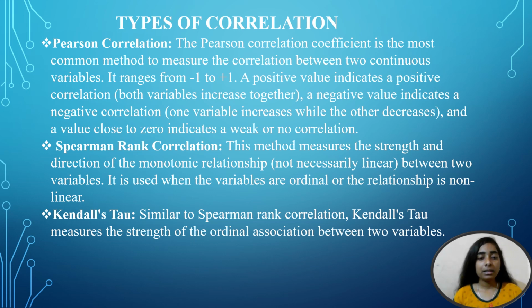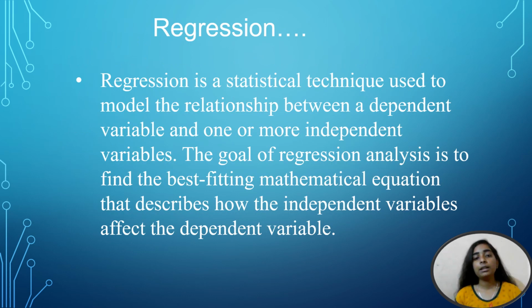Next, Spearman rank correlation. This method measures the strength and direction of the monotonic relationship between two variables. It is used when the variables are ordinal or the relationship is non-linear. Kendall's tau is similar to Spearman rank correlation and measures the strength of ordinal association between two variables. Next, regression.